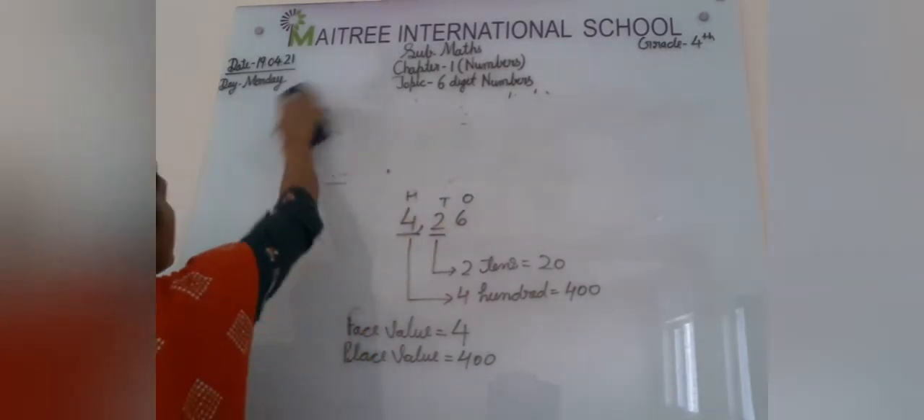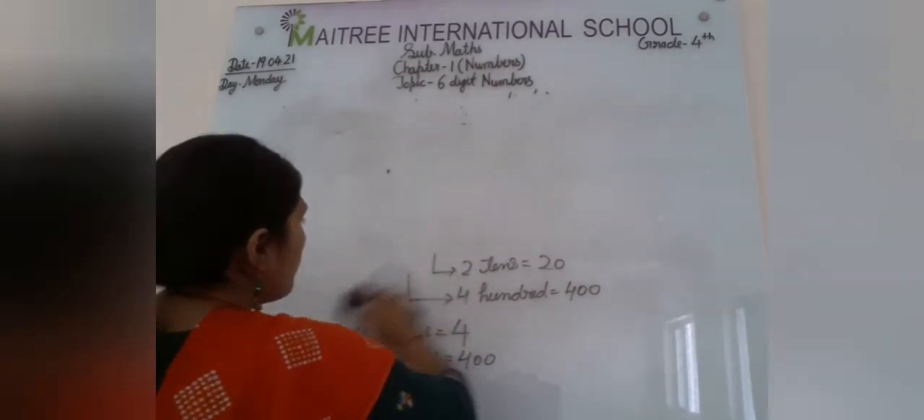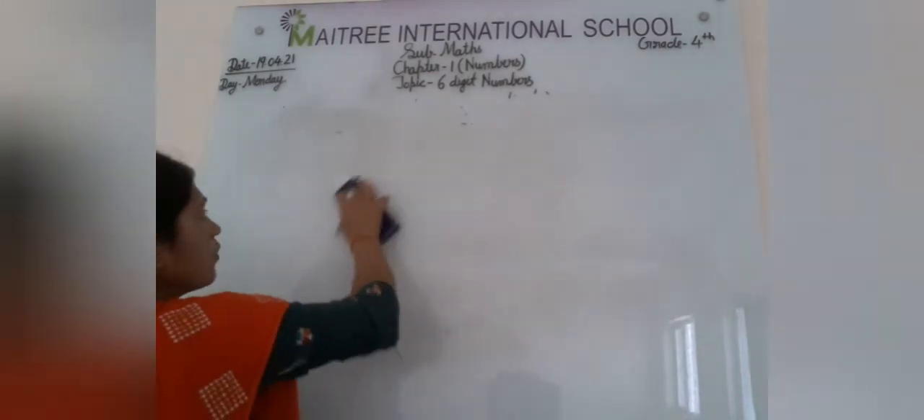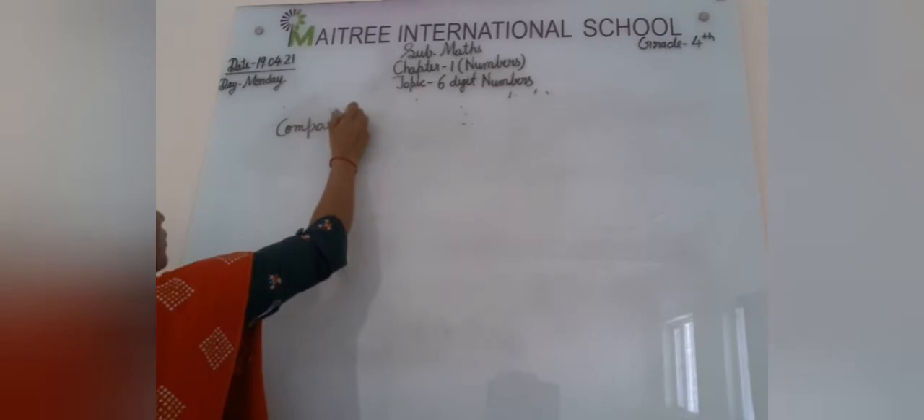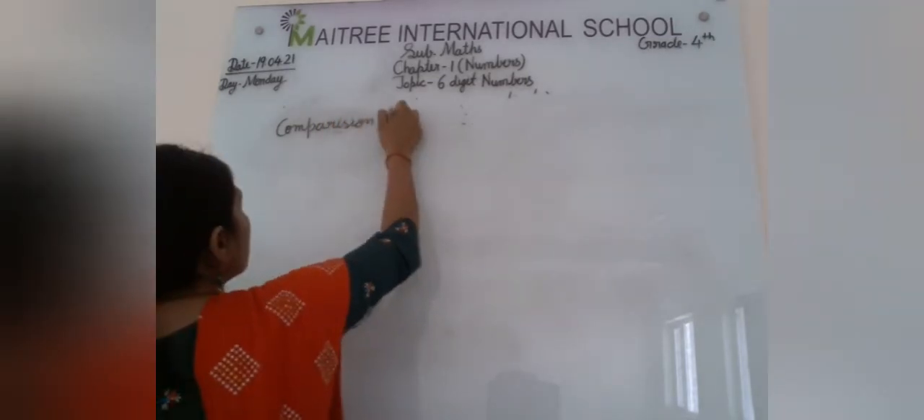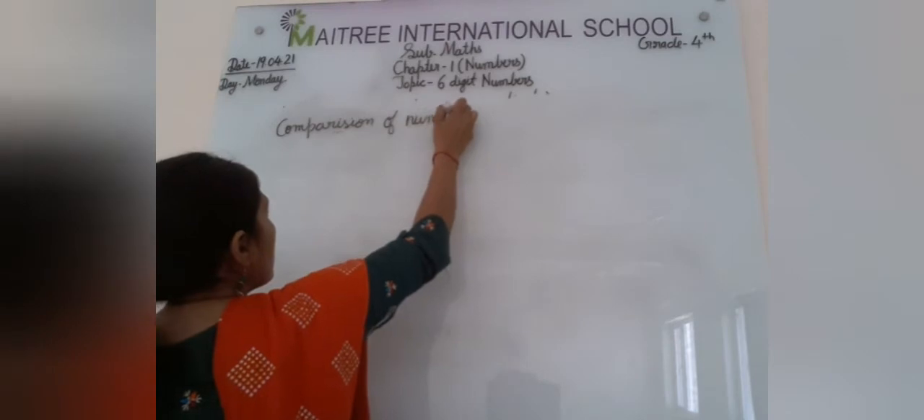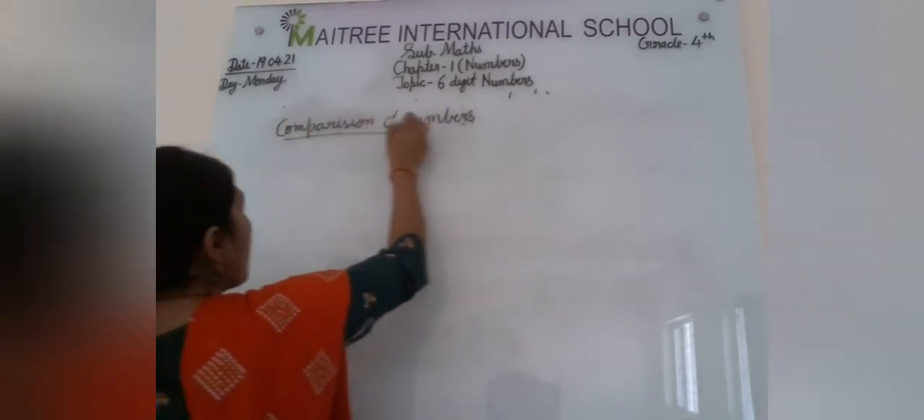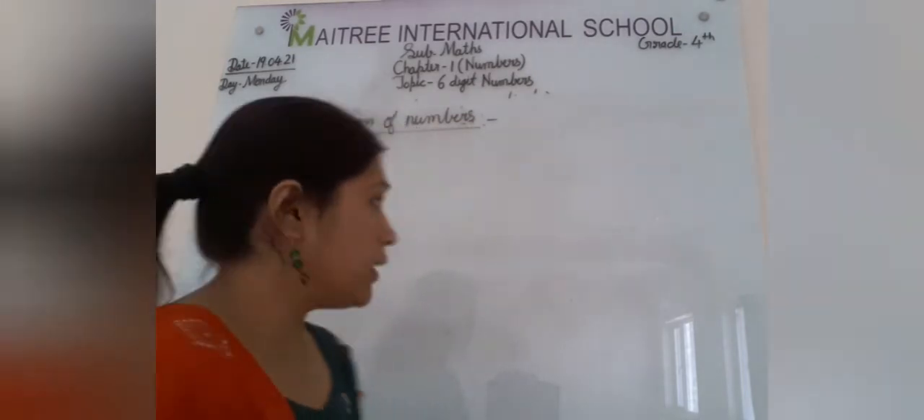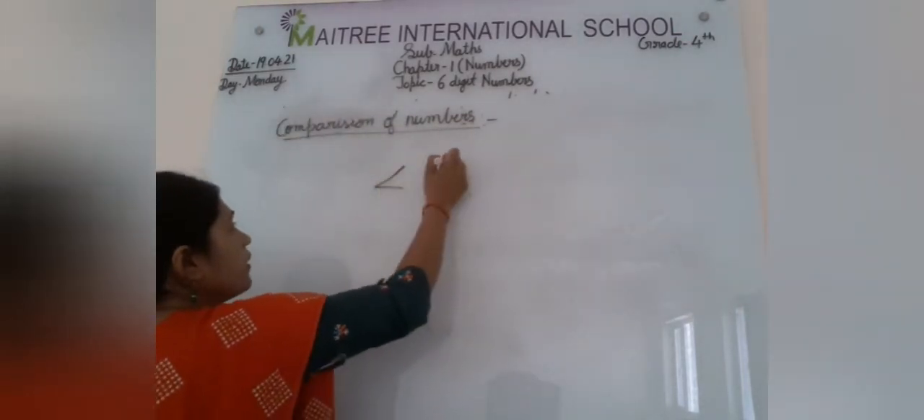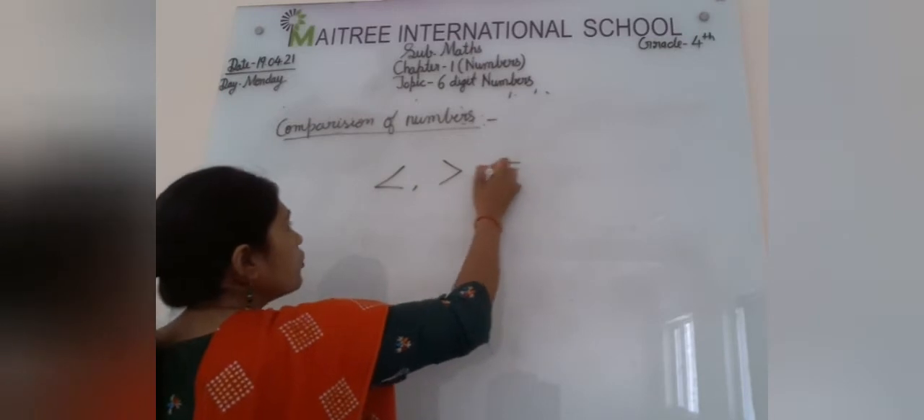Okay. So the next topic is comparing of numbers. How to compare the numbers. Comparison of numbers. To compare the numbers, we use a few symbols like less than, greater than, and equal to.